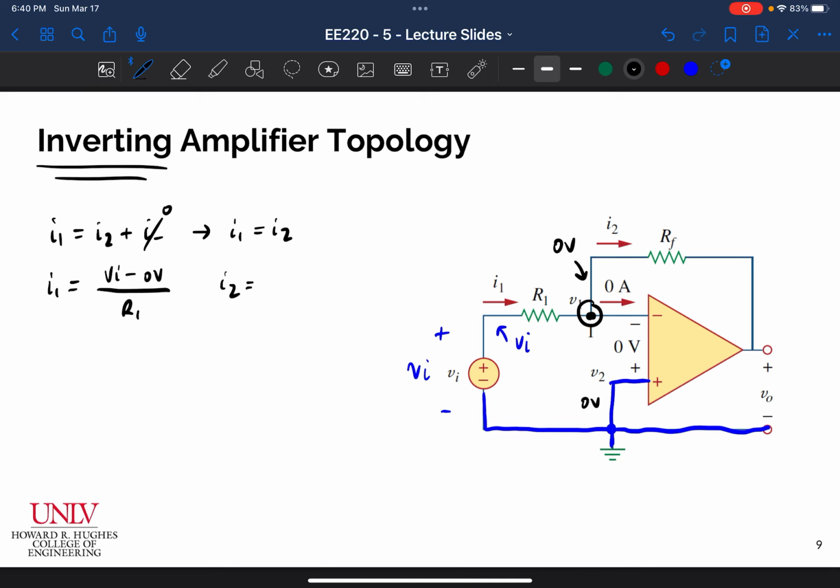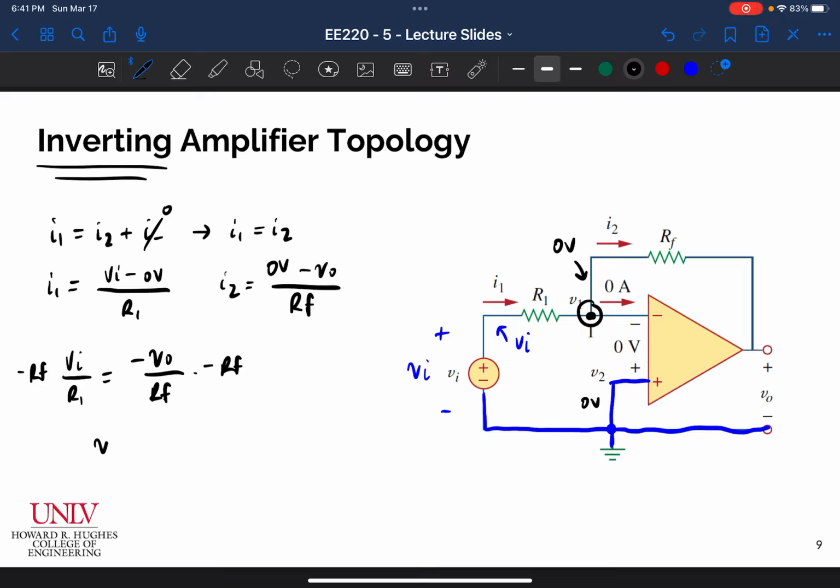And then I2 is, let's see what I've got as my drop across RF. It's going to be some voltage on the left minus V out, divided by RF. And that voltage on the left happens to be the negative terminal, so it's going to be 0 volts. So I'm going to write 0 volts. Then I can set these two things equal to each other. I can say V in over R1 is equal to negative V out divided by RF. And if I want an expression for V out, I can isolate it by multiplying both sides by minus RF.